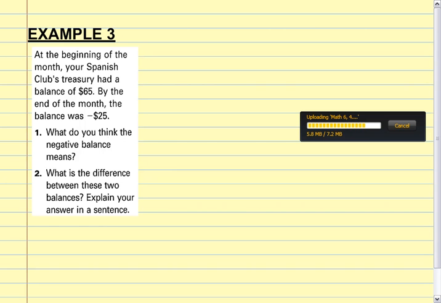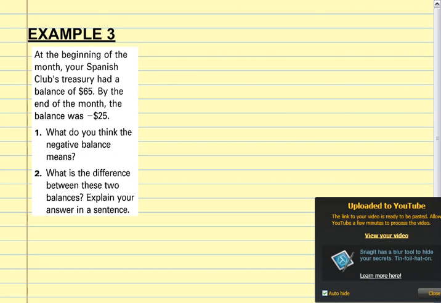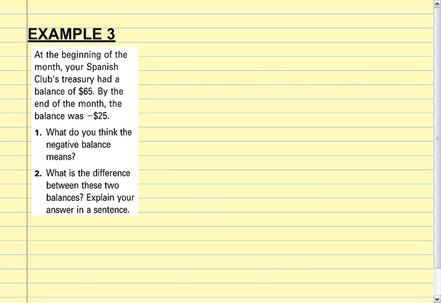Okay, folks, Vivian, we have gone from Death Valley to Spanish Club. Okay, so now we're in Spanish Club, and it says at the beginning of the month, your Spanish Club's treasury had a balance of $65. So they had $65. By the end of the month, the balance was negative $25. So they spent some money and they borrowed some, right? Okay. What do you think the negative balance means?